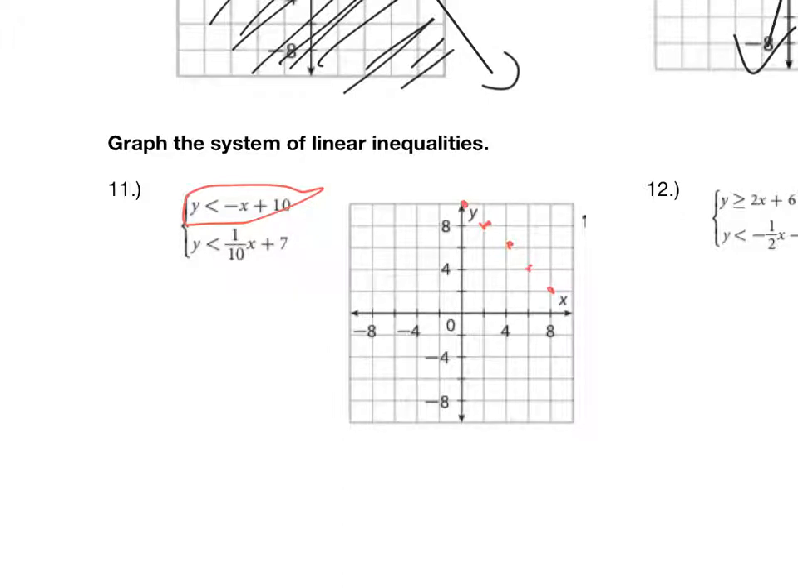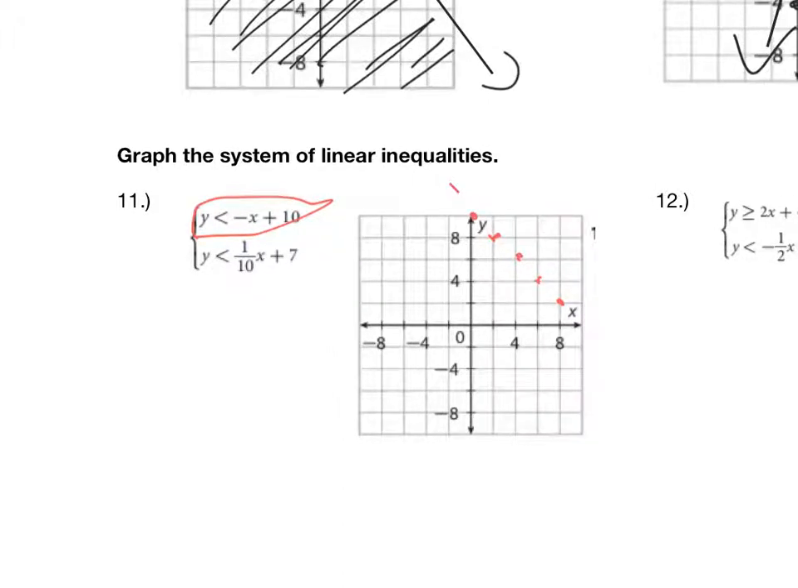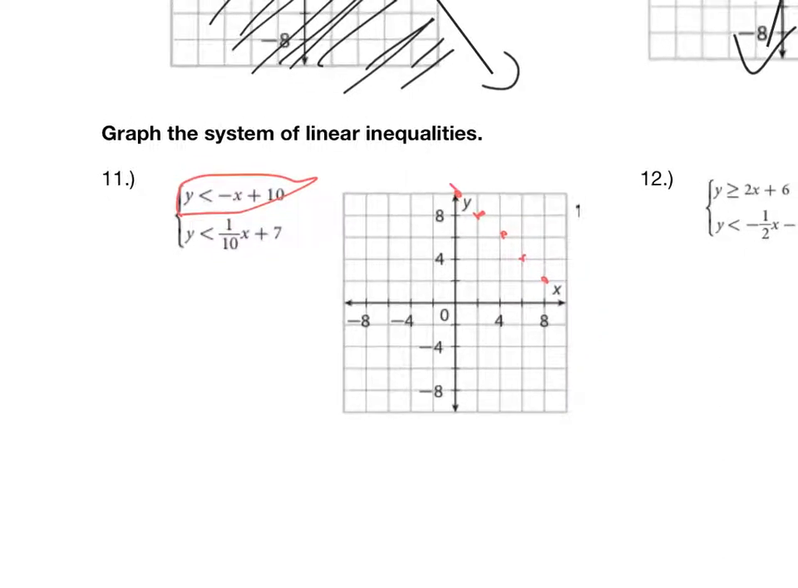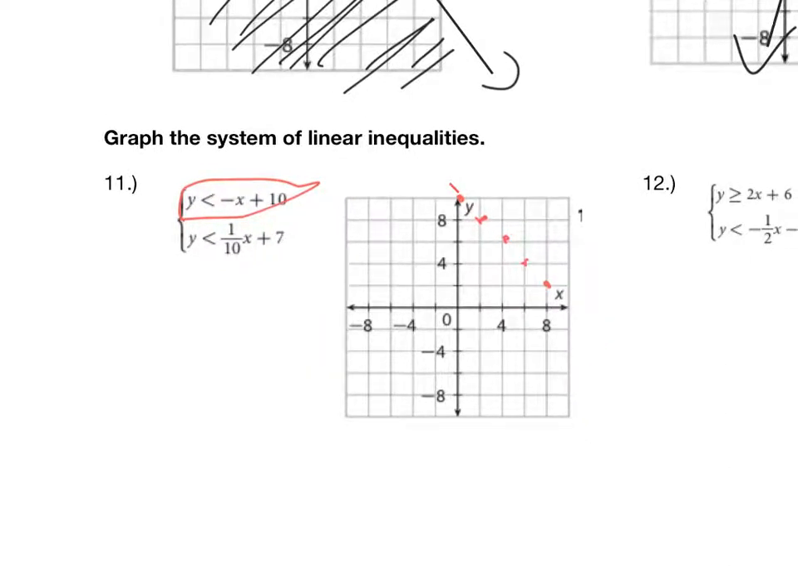Now this time it's going to be a dashed line because it is less than and not less than or equal to, so we're going to have a dashed line. And which side am I shading? I'm going to shade below because it's a less than sign. So that means below the line. And that would be the solution to that inequality.